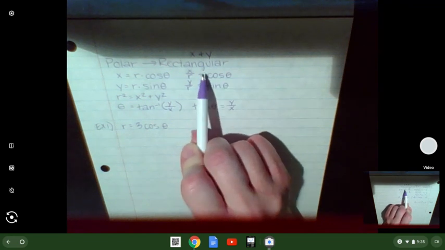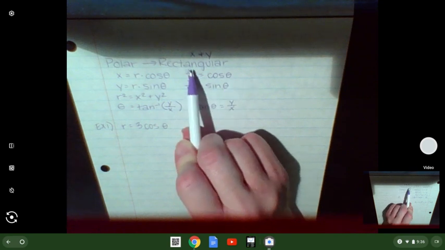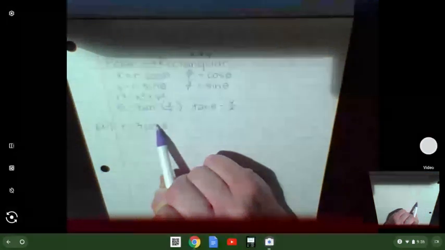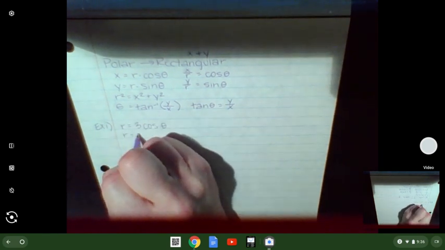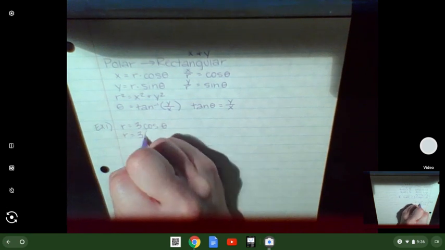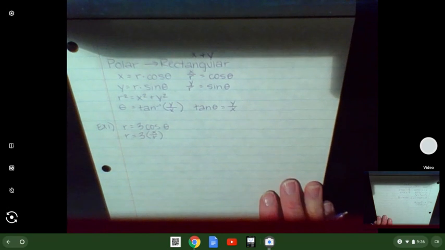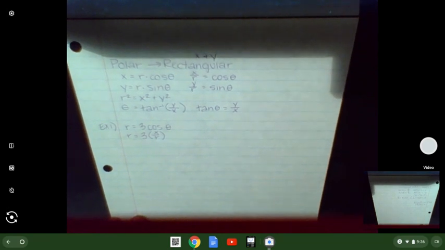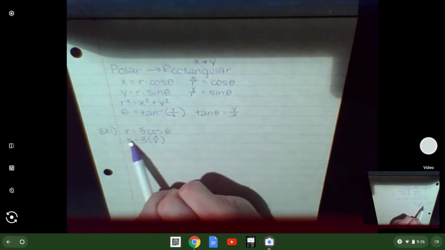Cosine of theta is equivalent to x over r. So I'm going to make that substitution of x over r in for my cosine of theta right here. Rewriting that, cosine theta, we make that substitution, x divided by r. So is this a rectangular equation yet? Answer is no. Rectangular equations leave us with only x's and y's. We still need to get rid of the r.